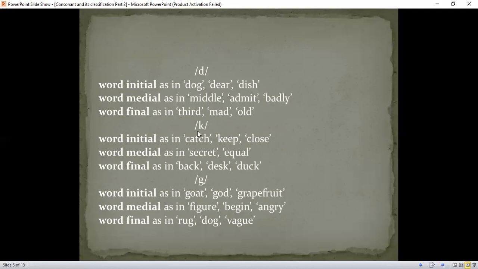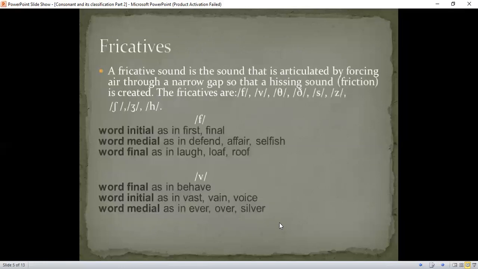Here are some examples of the k sound. Word initial as in catch, keep, close. Word medial as in secret, equal. Word final as in back, desk, duck. Here are examples of the g sound. Word initial as in goat, god, grapefruit. Word medial as in figure, begin, angry. Word final as in rug, dog, vague. So these are some examples of stops.